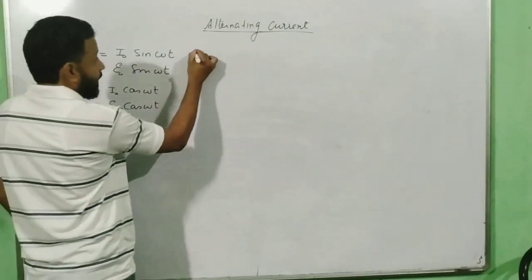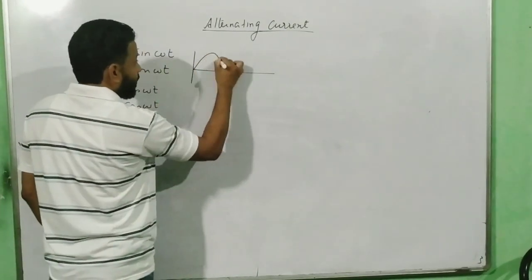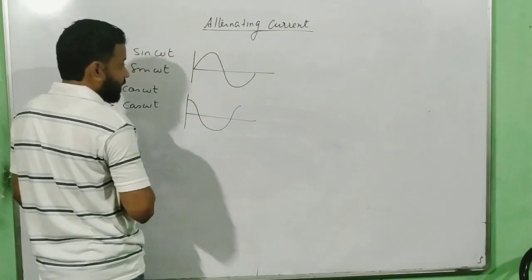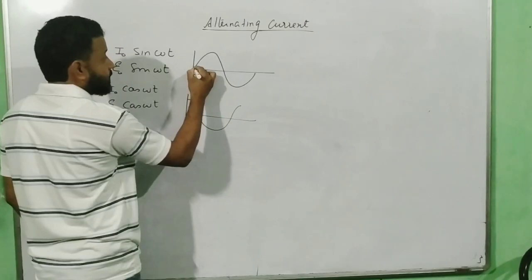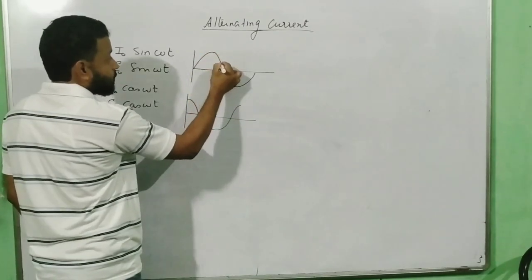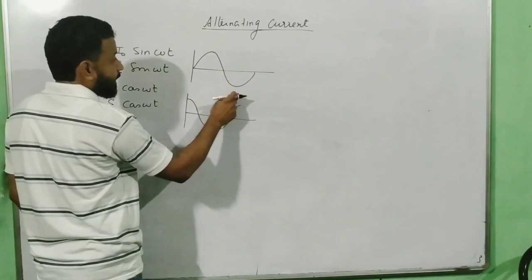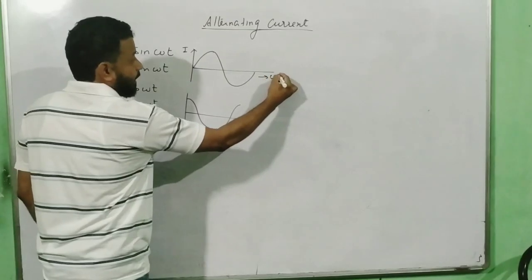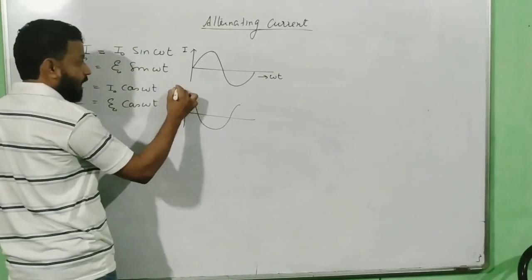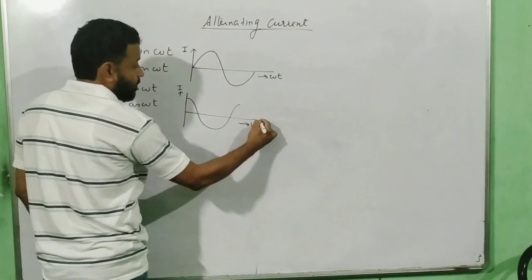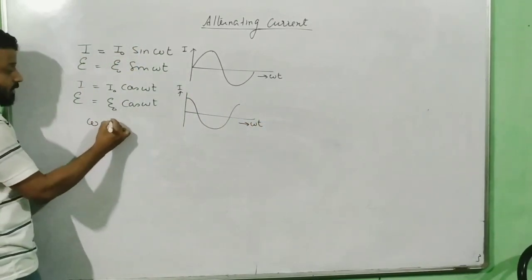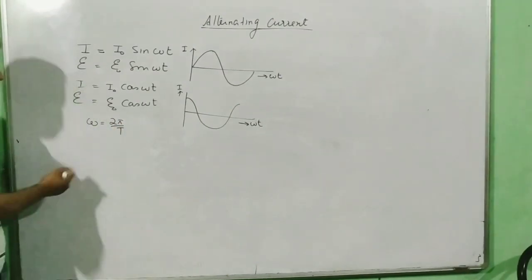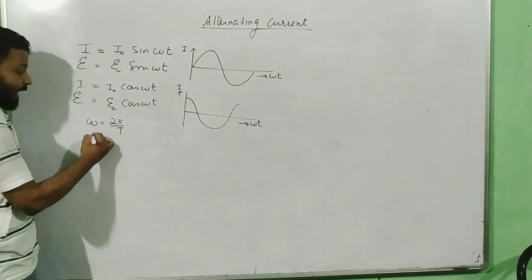How does this graph look? This graph looks like a sinusoidal graph like this, and this graph looks like a cosine graph like this. You can see here the current starts from 0 and attains a peak and then starts going down back to 0, and then it reverses the direction. If I consider this to be I or E, then this will be your omega t. Similarly, this is your I or E, and this is your omega t. What is omega here? Omega is equal to 2 pi by capital T, that is angular velocity or angular frequency. What is T here? T here is the time period.